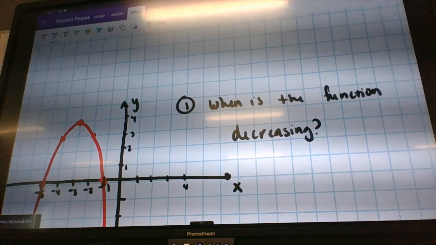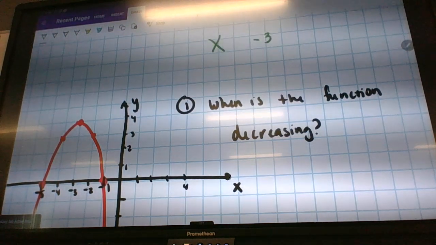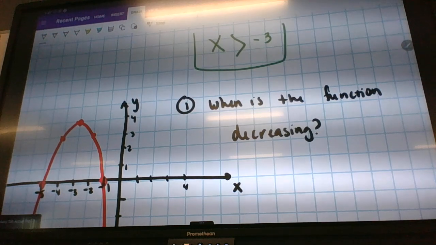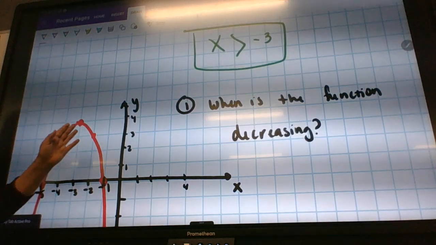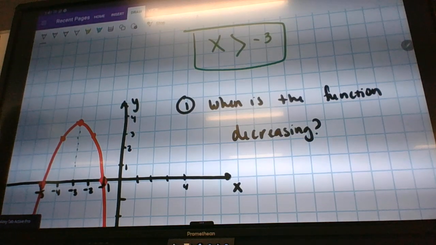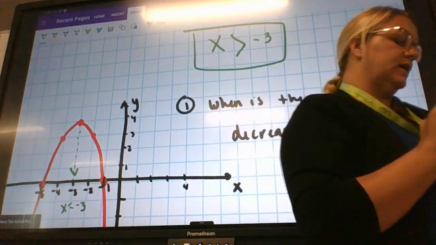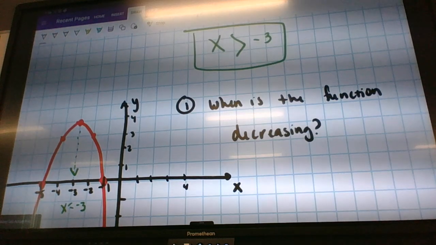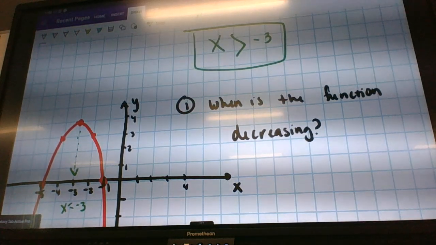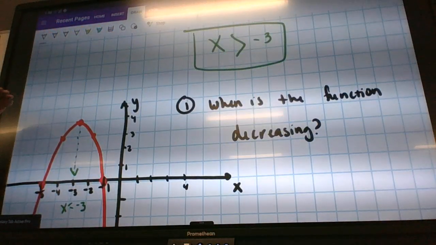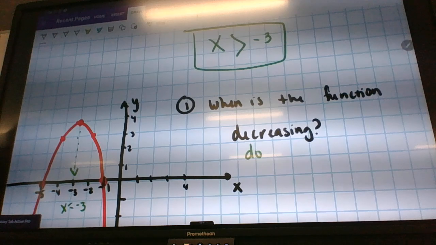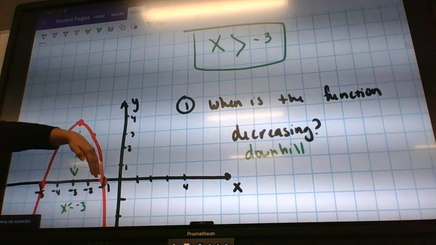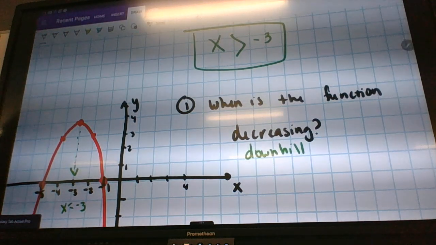It's decreasing when x is greater than negative 3, because when I look down here, here's where x exactly equals negative 3. So remember, decreasing means downhill. Starting with where x is negative 3, this starts to swoop downhill. So down here it's decreasing. It would be better if you could even see an arrow.